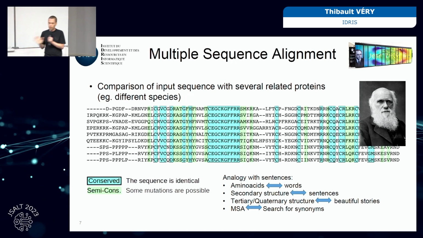So here is what we will use to get some sort of synonyms, if you want, for our stories. We do it with several sequences, so we call it multiple sequence alignments, and that's one of the key ingredients of the AlphaFold model.